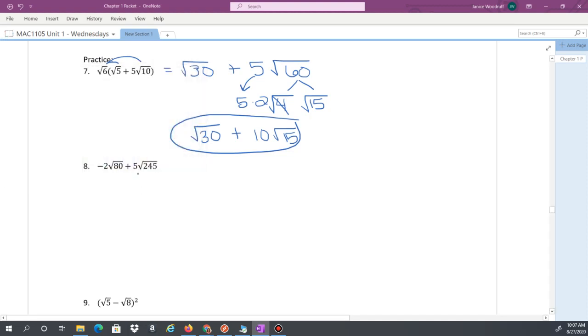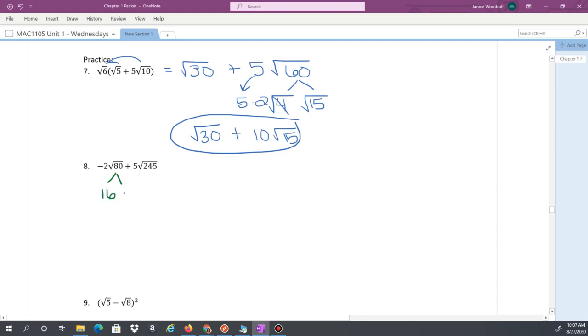-2 radical 80 plus 5 radical 245. So what we want to do is find a perfect square that's going to go into 80. So let's see. I'm going to start with maybe 49. I know that's not going to go in. So 36 does not work. 80 divided by 25, no. 80 divided by 16. That works.